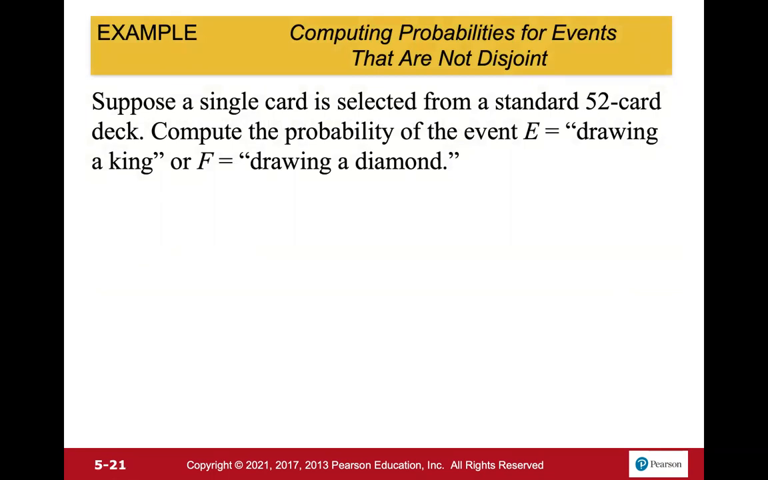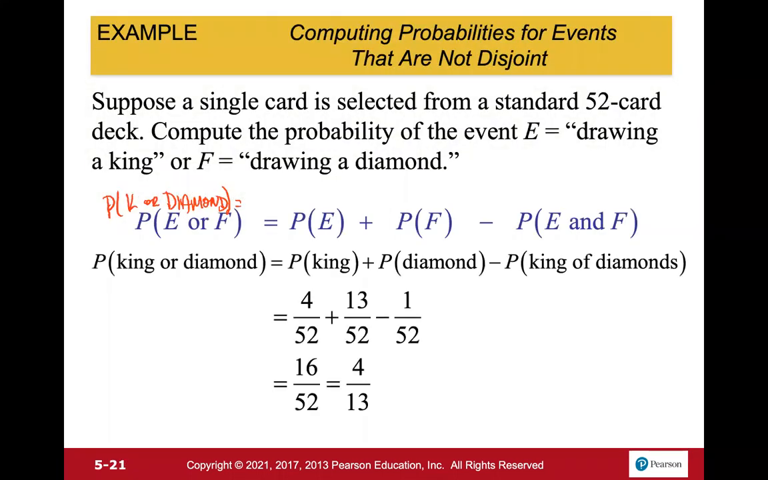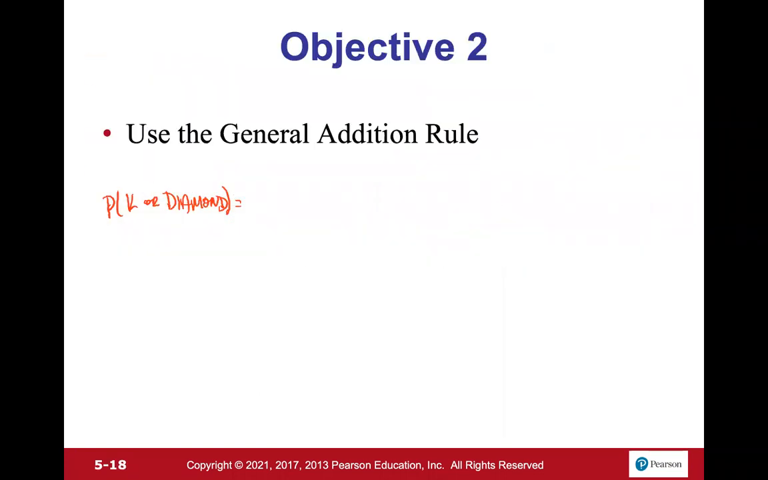All right, so now looking at this, suppose a single card is selected from a standard 52 deck of cards. Compute the probability of event E, drawing a king or drawing a diamond. So we're looking at probability of king or diamond. Just using K for king right now. So probability of king or diamond. So now let's take a look at, no. Let's go back to our picture of the cards.